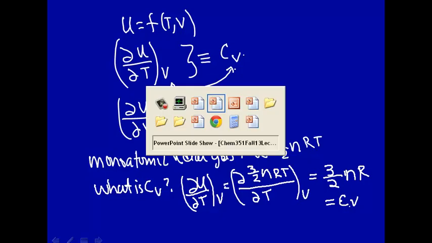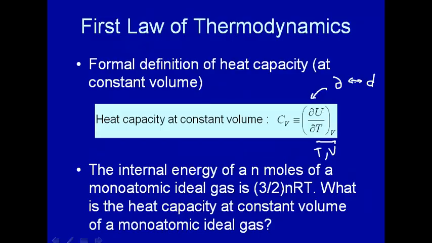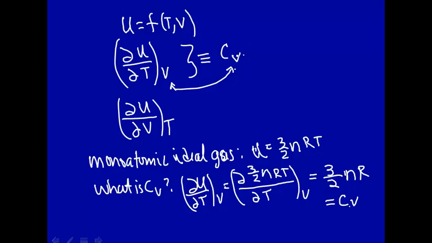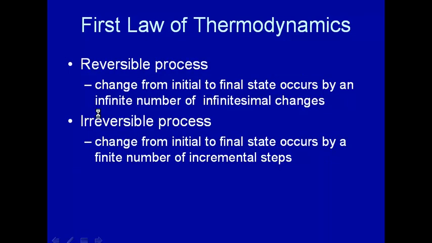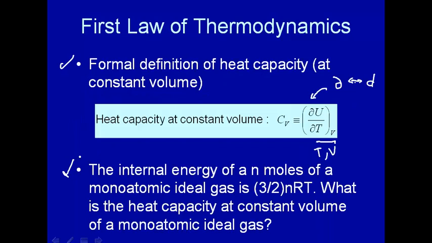All right, so that's the formal definition of heat capacity at constant volume. And actually we'll have a similar definition when we talk about enthalpy, heat capacity at constant pressure. But we'll have to introduce enthalpy first. We'll do that later on. All right, so that's that slide. We know what the formal definition is, and we did an example for monatomic ideal gas.